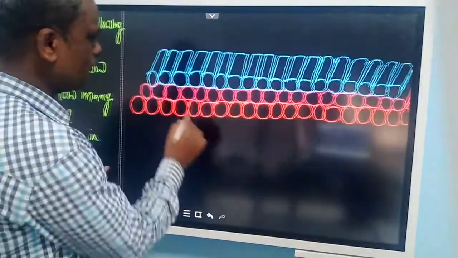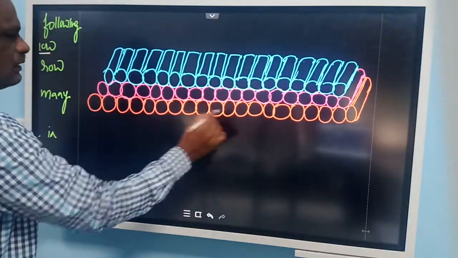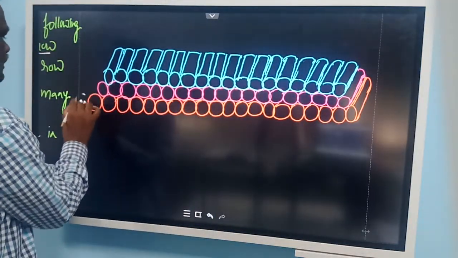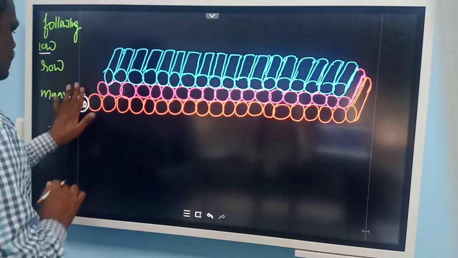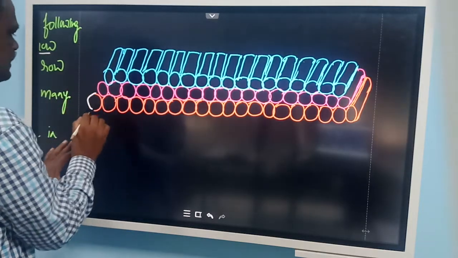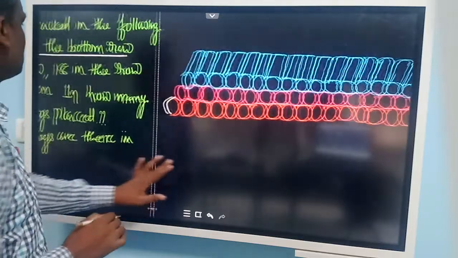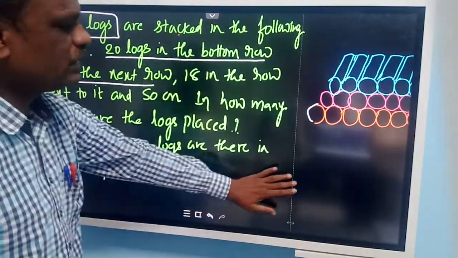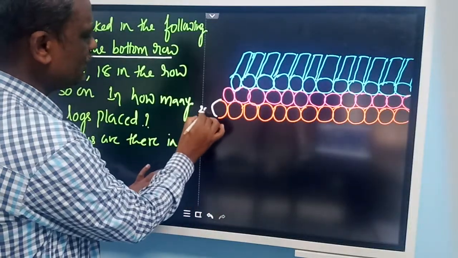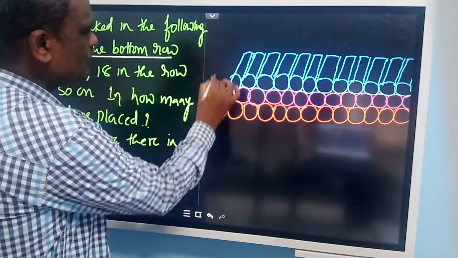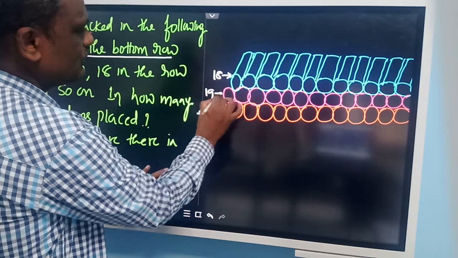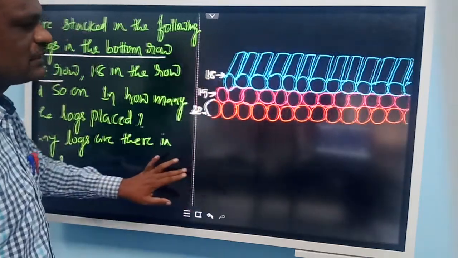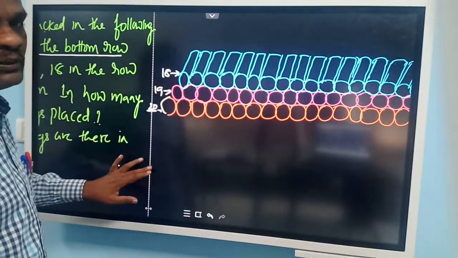So this bottom row contains 20 logs. Then what happens next? Then 19 in the next row, so that means one reduced. Here it is 20, then 19, then 18, like that. The number of wooden logs decreases as you arrange one above the other.